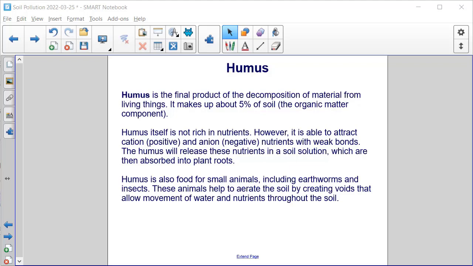Humus itself is not rich in nutrients. However, it is able to attract cation, positive, and anion, negative, nutrients with weak bonds. The humus will release these nutrients into a soil solution, which are then absorbed into plant roots. Humus is also food for small animals, including earthworms and insects. These animals help to aerate the soil by creating voids that allow movement of water and nutrients throughout the soil.